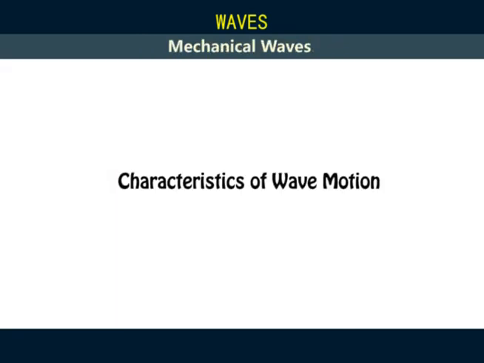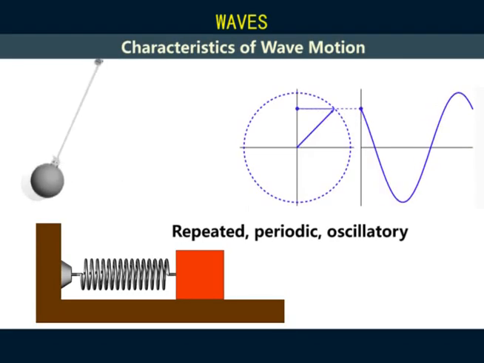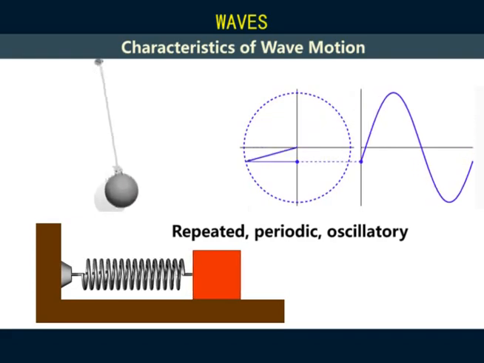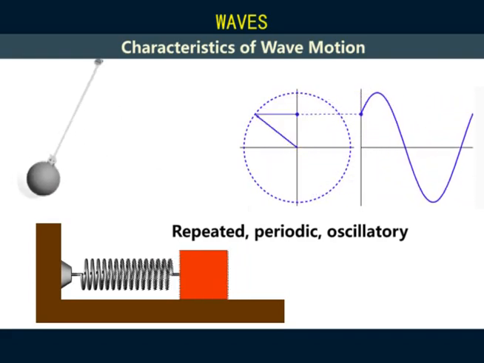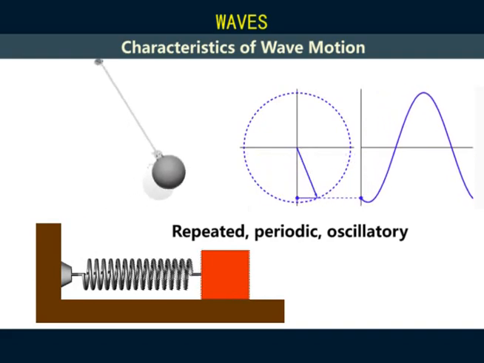Next, characteristics of wave motion. Wave motion is described as repeated, periodic or oscillatory, just like the motion of a pendulum or the vibration of a spring.